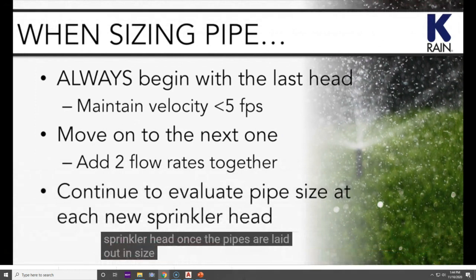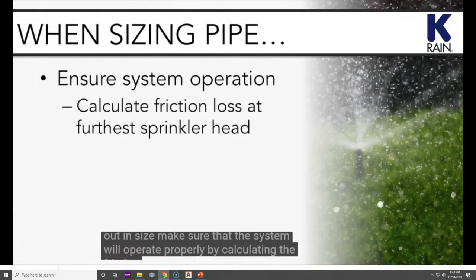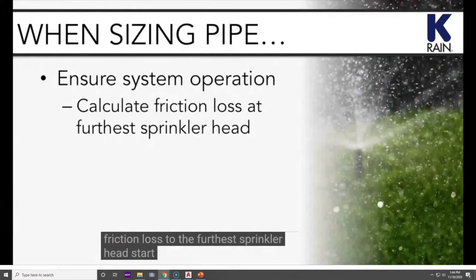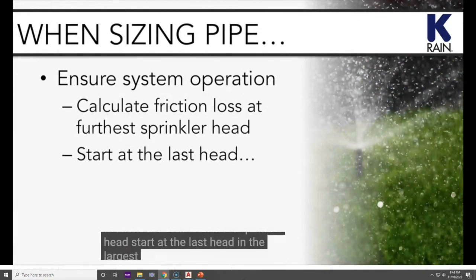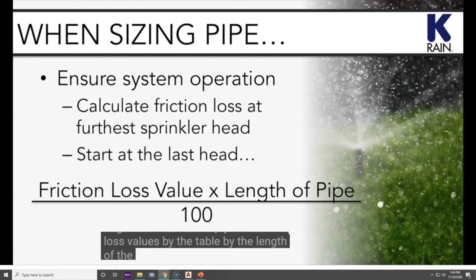Once the pipes are laid out and sized, make sure that the system will operate properly by calculating the friction loss to the furthest sprinkler head. Start at the last head in the largest zone and multiply the friction loss value from the table by the length of the pipe, then divide by 100.